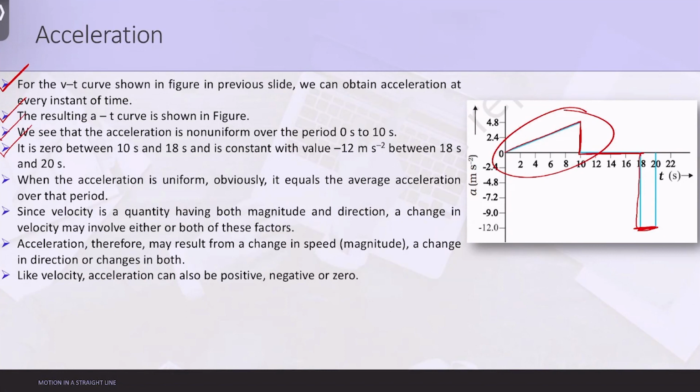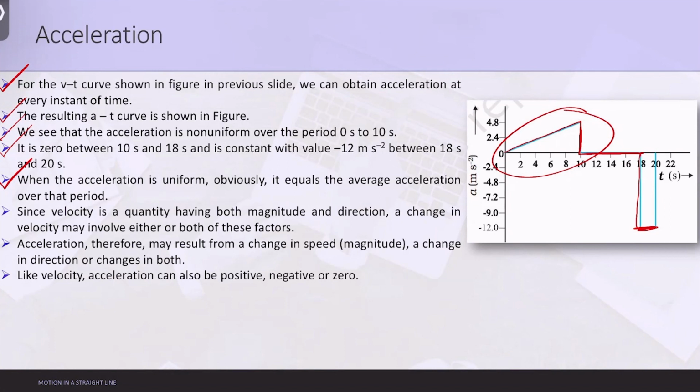Fine. When the acceleration is uniform, obviously it equals the average acceleration over that period. Similar to the previous case, in which if there was uniform velocity, that velocity is equal to average velocity in uniform motion. Similarly here, when the acceleration is uniform, it equals the average acceleration over that period. So it only happens for uniform motion.